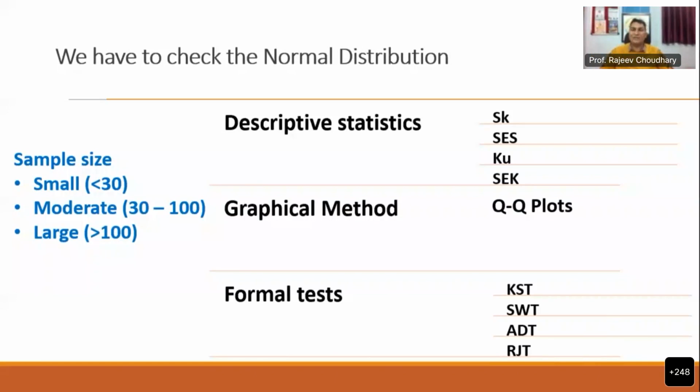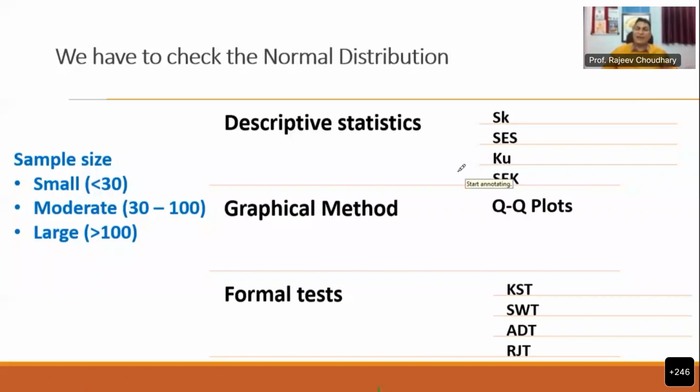Now, how to test the normality of large sample size? The sequence will be the same. First, apply the formal test. If the answer of the formal test is yes, the data is normally distributed, in that case there is no need to cross-test.